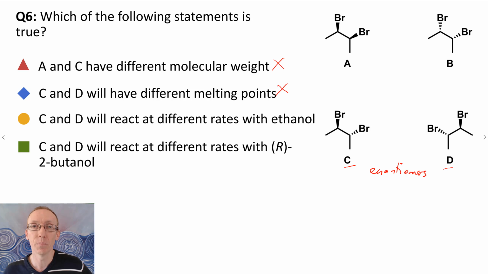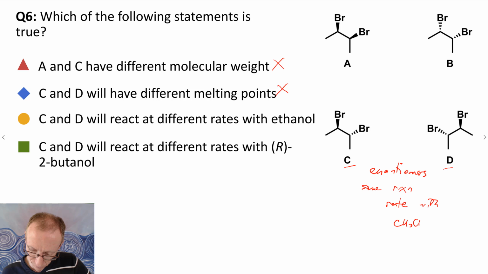So the blue diamond is also incorrect. C and D will react at different rates with ethanol. Enantiomers will react at the same rate with achiral molecules in achiral environments. So they'll have the same reaction rate with ethanol. So we'll just draw out the formula of ethanol there. So that's also not true.